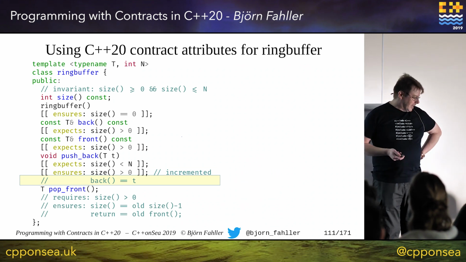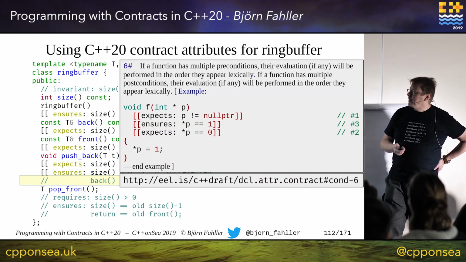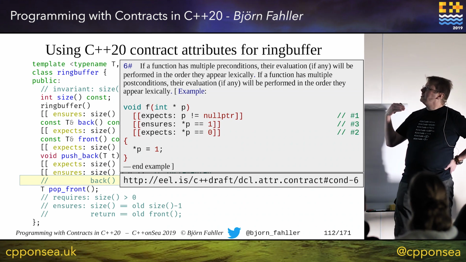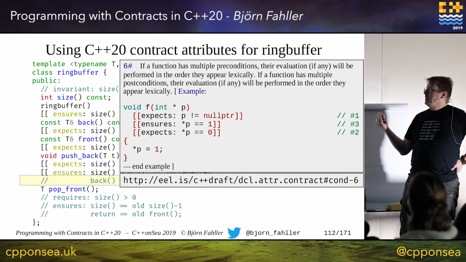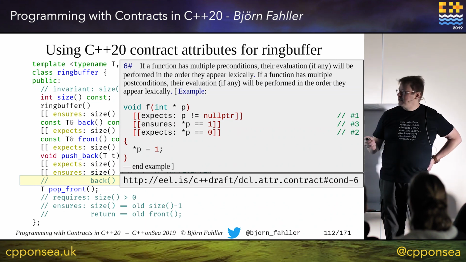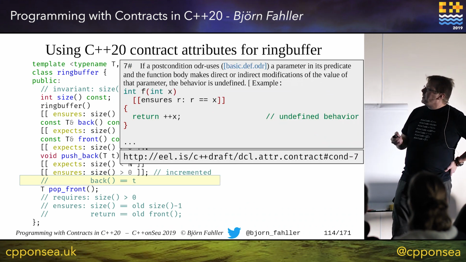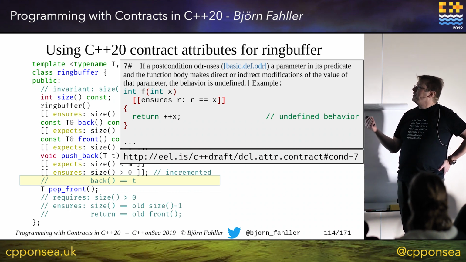The back equals t. Okay, we obviously have a requirement on the type that it must be equal comparable if we want to do this. But let's have a look first here. We see that if a function has multiple preconditions, their evaluation, if any, will be performed in order. And if a function has multiple postconditions, their evaluation, if any, will be performed in order. So, okay, it's no problem to have several postconditions. That is good. But then we have this one. If a postcondition ODR uses a parameter in its predicate and the function body makes a direct or indirect modification of the value, the behavior is undefined.